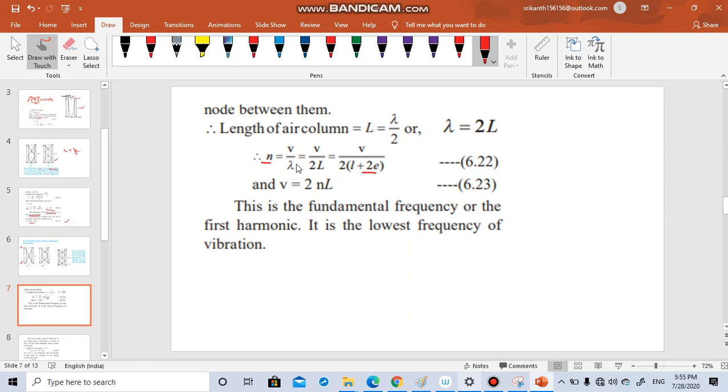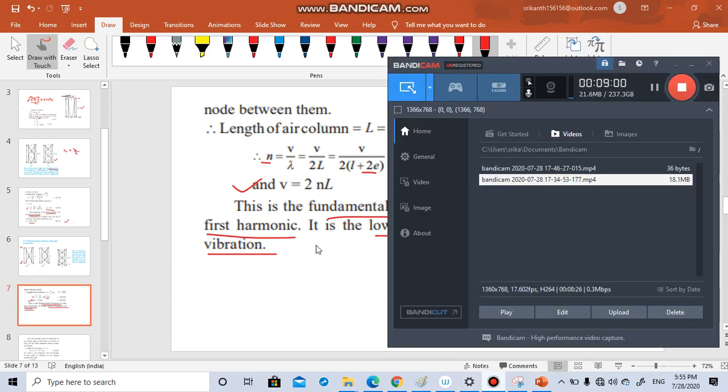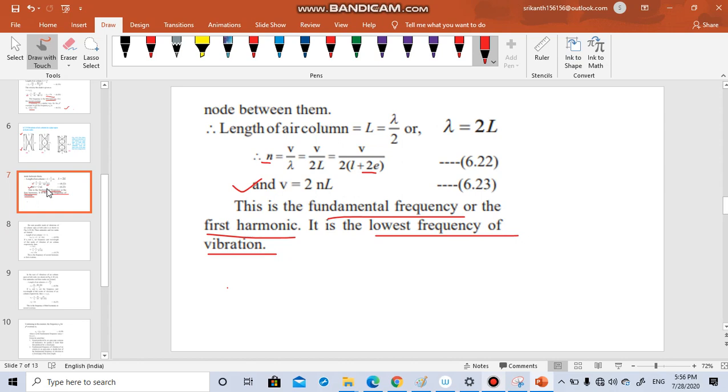So you can write the equation like this also. Natural frequency, what is the equation you got? V by 2 into L plus 2E. Now this is the fundamental frequency or the first harmonic. It is the lowest frequency of the vibration. We have arrived at the lowest frequency, the natural frequency.